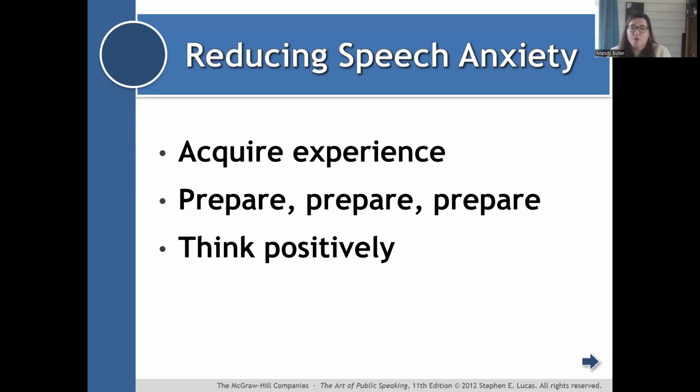Or I have students who prepare, prepare, prepare, but then they're still thinking negatively, right? They're just getting in their own heads and they're sabotaging themselves.